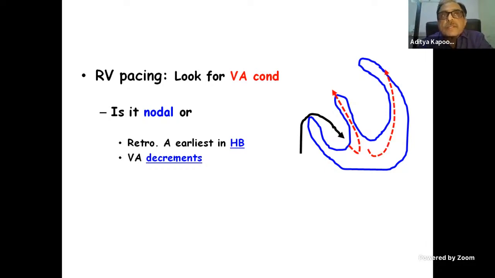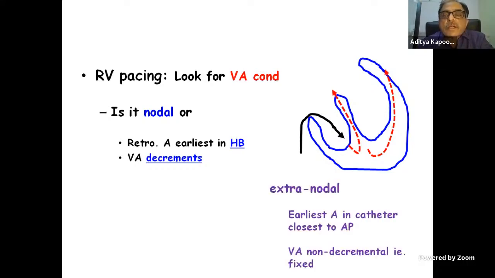If it is extranodal, say it's an accessory pathway on the left side or on the right side, the earliest retrograde A during RV pacing will obviously be in the catheter pole which is closest to the accessory pathway. If it is a left-sided accessory pathway, left lateral pathway, it will be closest in CS 1-2. If it is a posterior pathway, it will be closest in the CS 7-8 or 3-4. If it is on the right free wall, the retrograde A will be earliest in the right atrial catheter. And usually the pathway conduction is non-decremental.